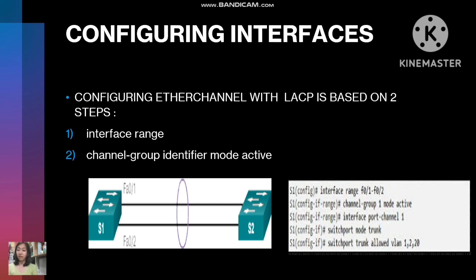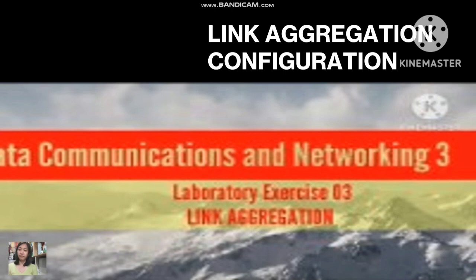activity on the link. And step 2, create the port channel interface with the channel-group identifier mode active command in interface range configuration mode. The identifier specifies a channel group number. The mode active keywords identify this as an LACP Ether channel configuration. So here I'm going to show the link aggregation configuration.